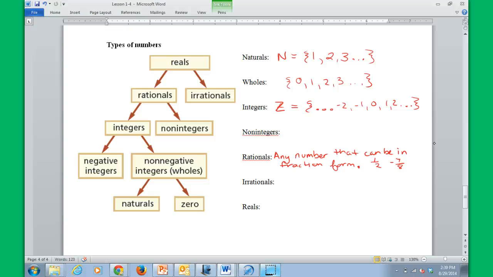An irrational number is a number that if you put it in decimal form, it has numbers that go on forever with no pattern. Okay, so for an example, it could be pi. Remember, pi goes on forever and ever. Another example of that would be square root of 2. Okay. Reals just include everything that's rational, irrational, everything above. So you could say all of the above.